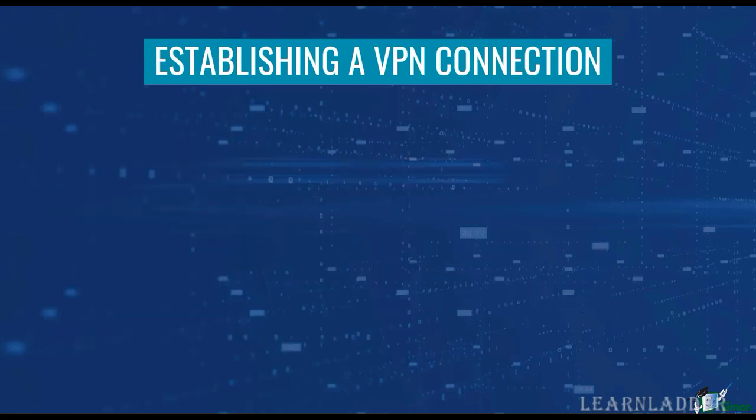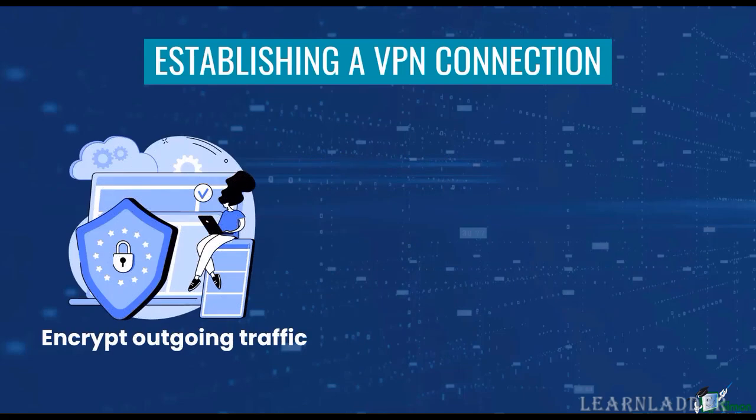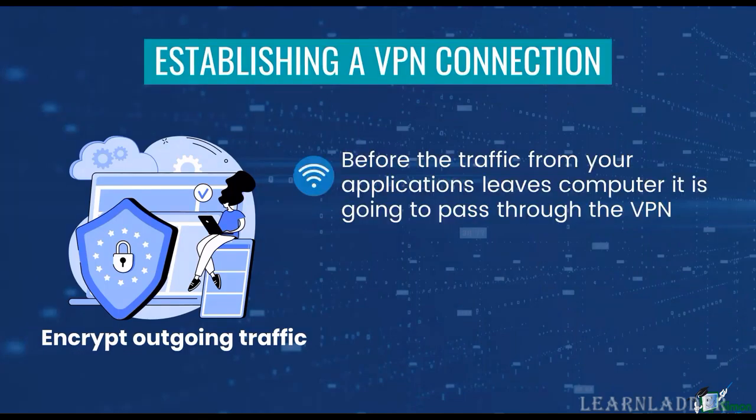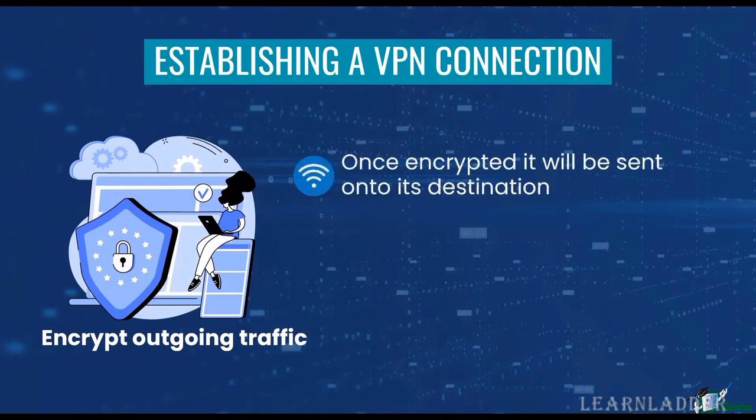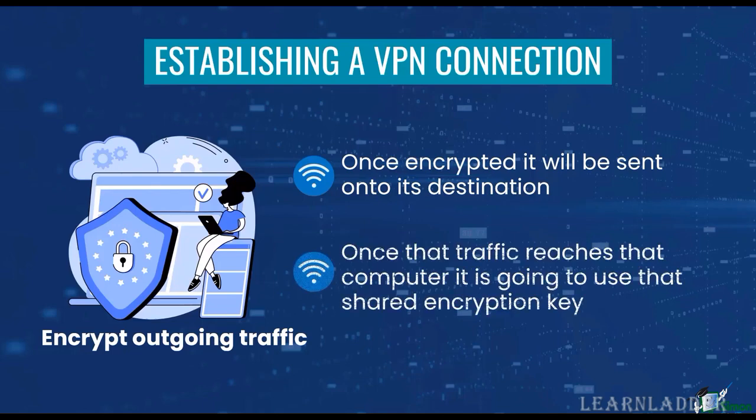Your computer will encrypt all outgoing traffic. You will use all your applications such as web browsers, email, and anything that connects over the network. However, before the traffic from those applications leaves your computer, it's going to pass through that VPN software. The VPN software will wrap in encryption that prevents eavesdroppers or other threats from reading and modifying your data without detection. Once the traffic is encrypted, it'll be sent to its destination, which will be the location of that VPN endpoint or the other computer with this VPN connection.